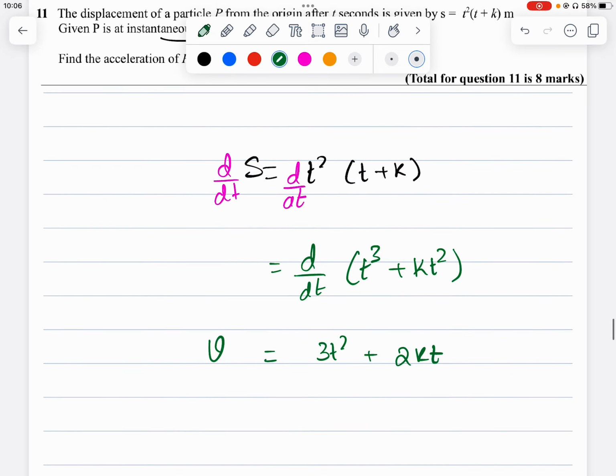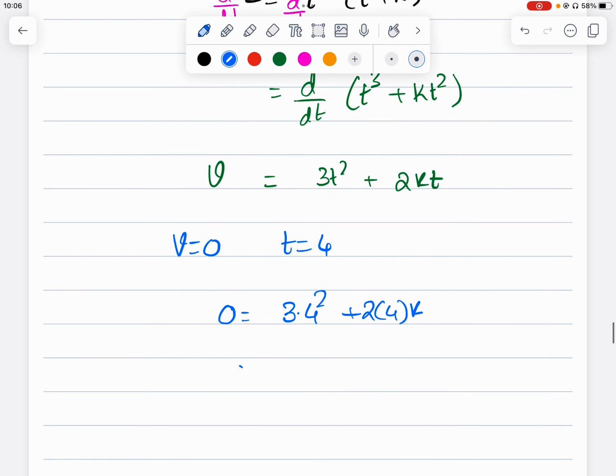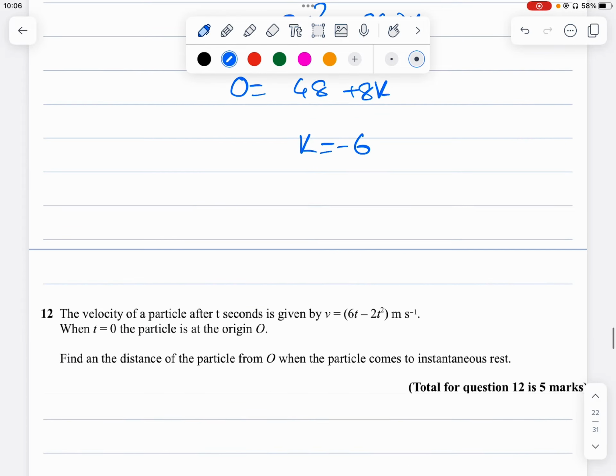But at t equals 4, it is at instantaneous rest. So v equals 0, t equals 4. 0 equals 3 times 4 square plus 2 times 4 times k, which gives me 0 equals 48 plus 8k, which gives me k equals negative 6. So what is the equation for v? 3t square minus 12t.